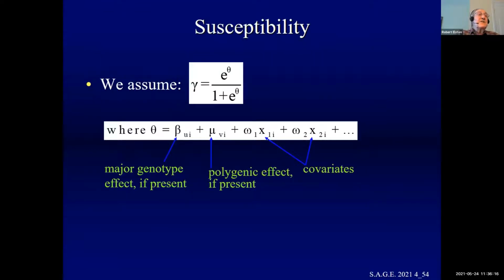Susceptibility, we assume, as I said, a logistic distribution. And if there's a major gene present, the effect of the major gene will go into the baseline here, the polygenic effect here, and then you may have covariates. In this case, I call the regression coefficients on this omegas, just for lack of knowing what other Greek symbol to use.